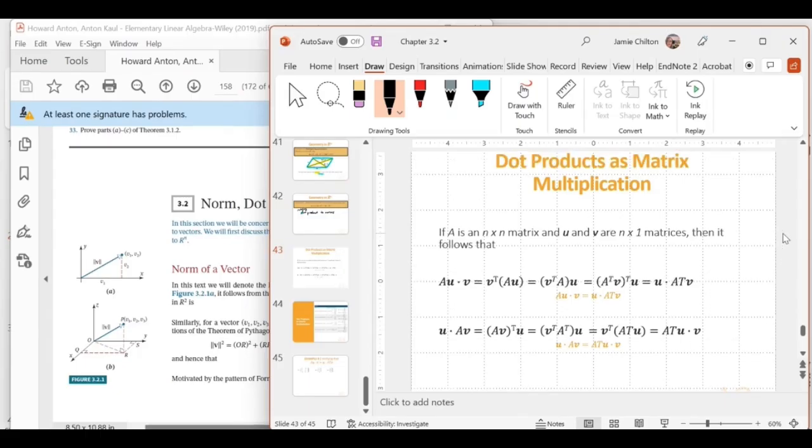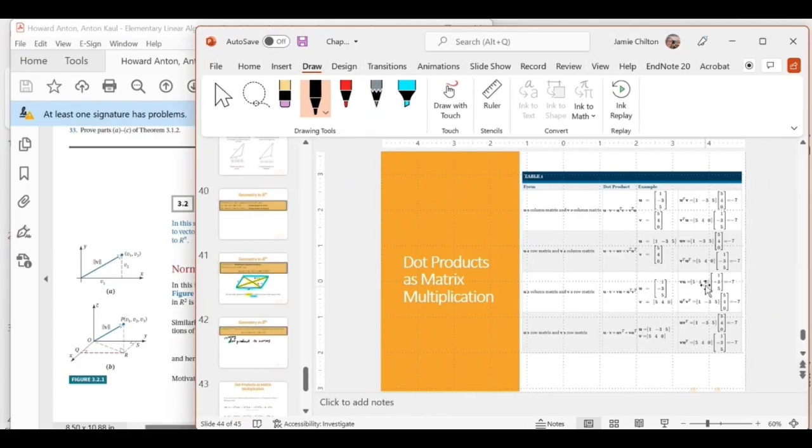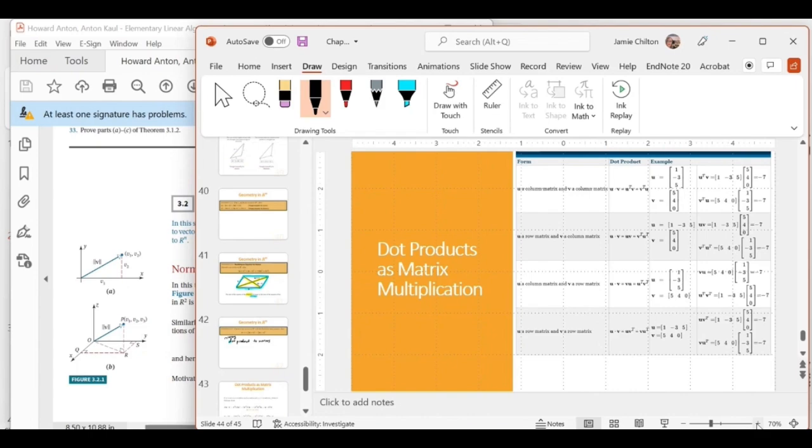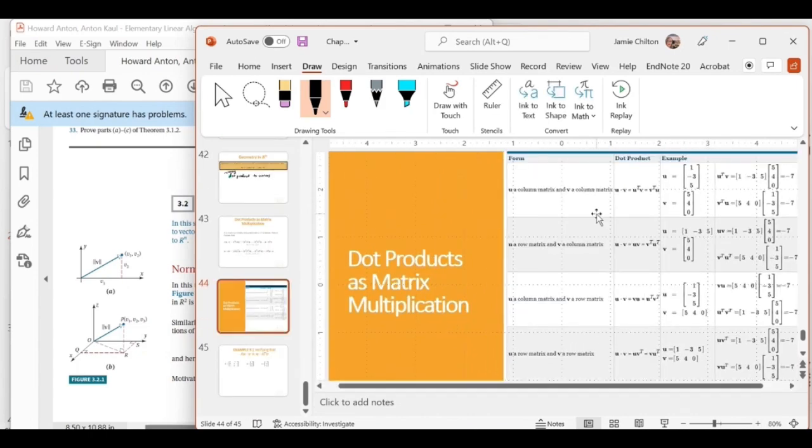So I feel like they did a lot at the end of this section and just kind of threw a lot at you. But basically, now they want to relate it back to all the different matrix multiplication that you have done before. So they're going through dot products as matrix multiplication. I would go ahead and bookmark this table 1. I don't expect you to memorize this. Obviously, you're going to want to use your book for this. But they're showing you how to do the dot product in various forms.